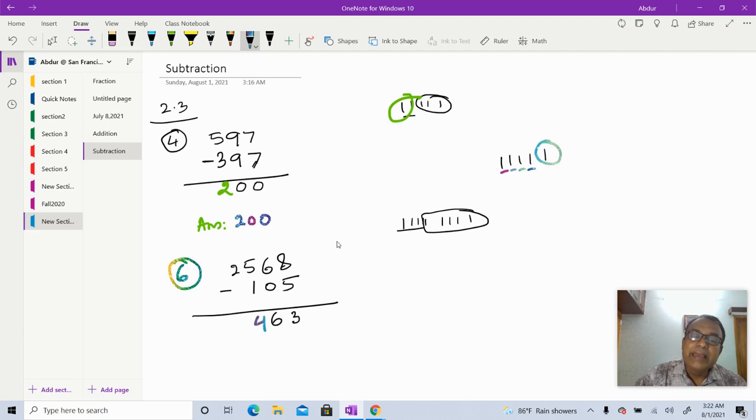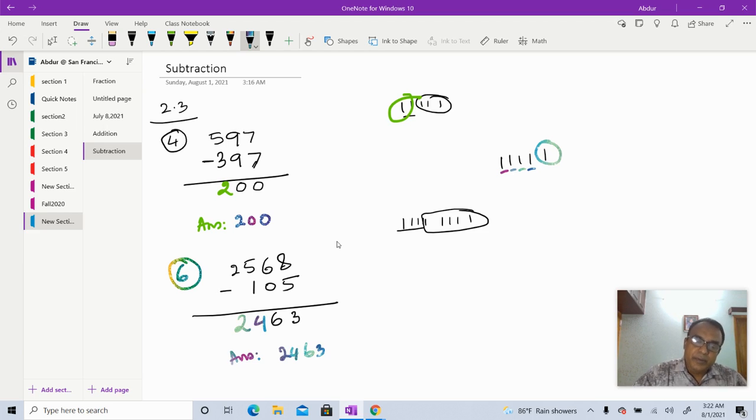And then there's an empty space. So you have 2, and you take away the empty space. You don't take away anything, meaning it remains 2. So 2 will be there. Then your answer will be 2463. You get the idea?